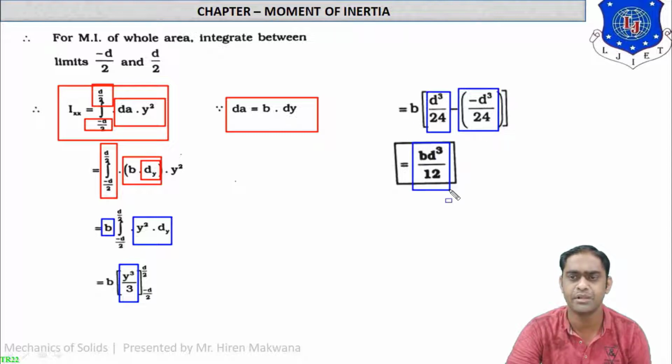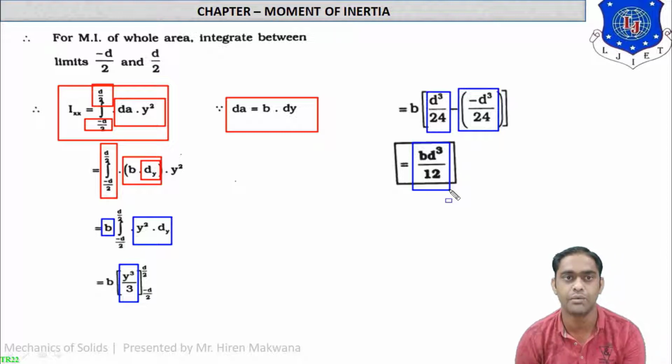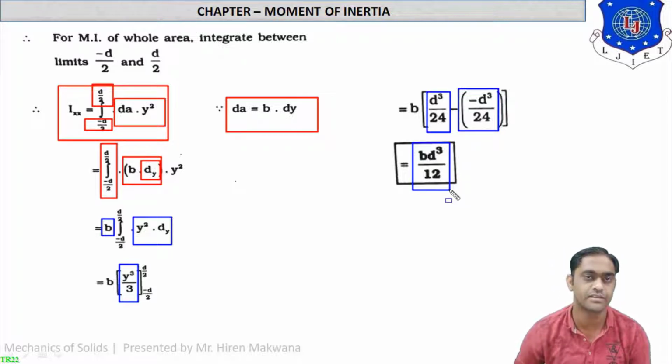It is very simple, bd cube by 12. You can see this with the help of simplification in your rough notebook. So this is the formula for Ixx, which is equal to bd cube by 12. This gives the moment of inertia of a rectangular lamina about the horizontal centroidal axis.